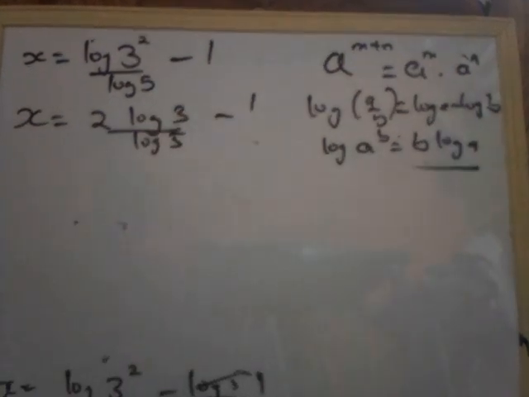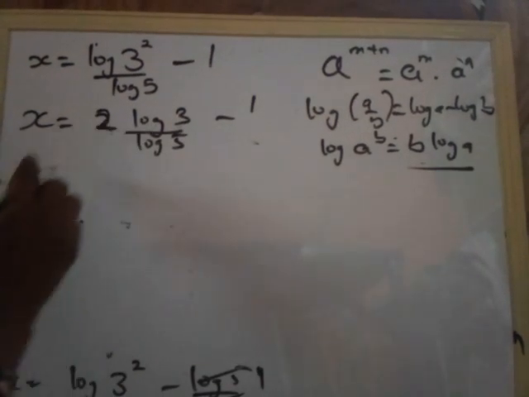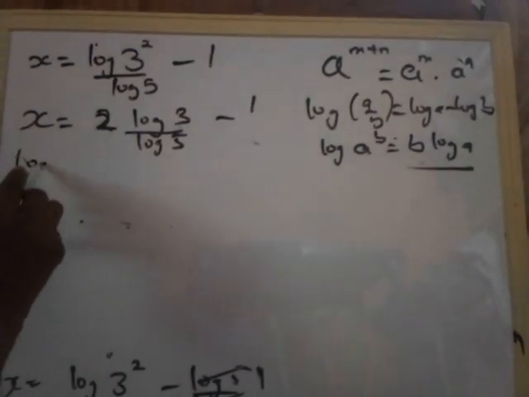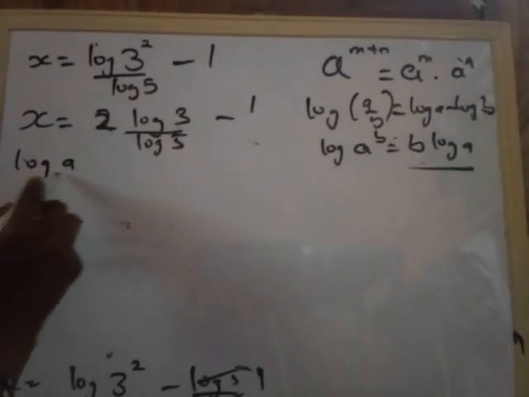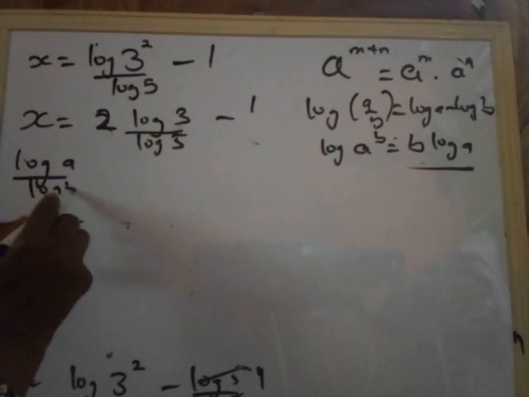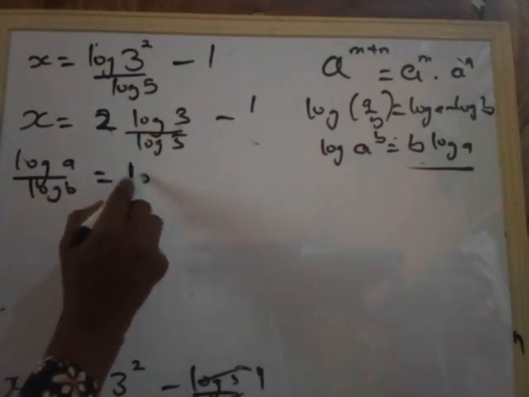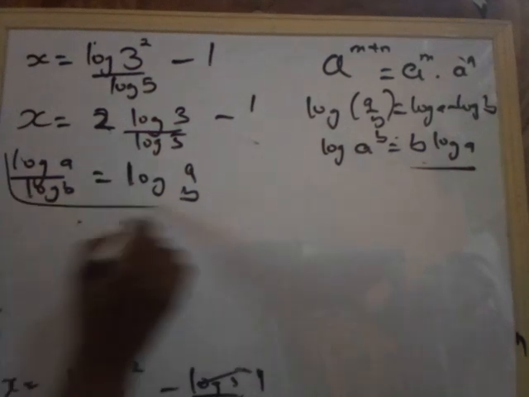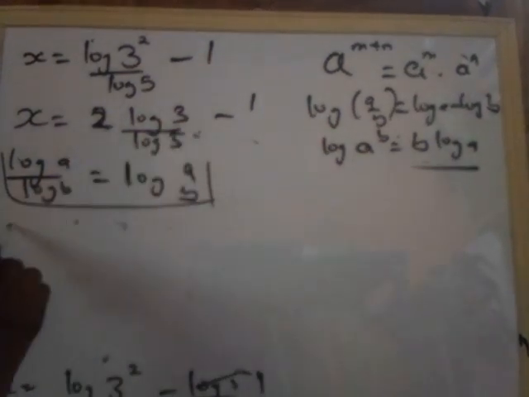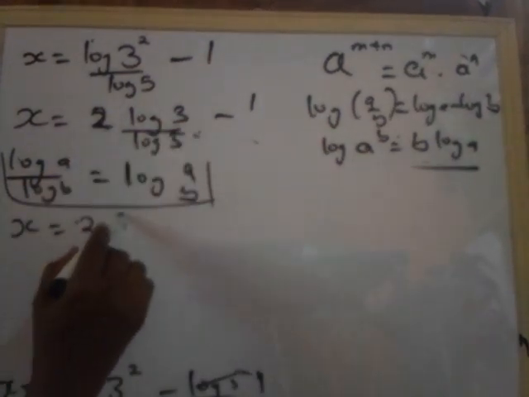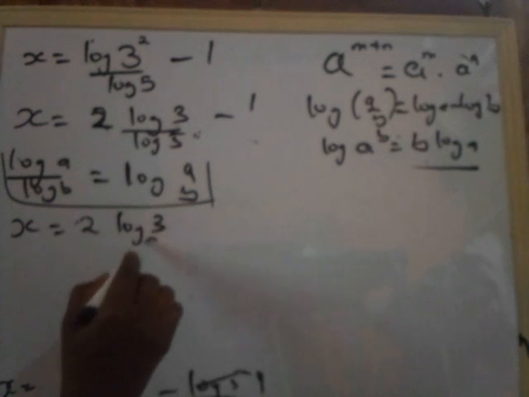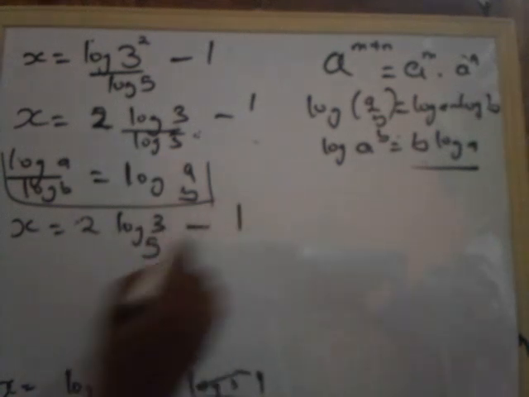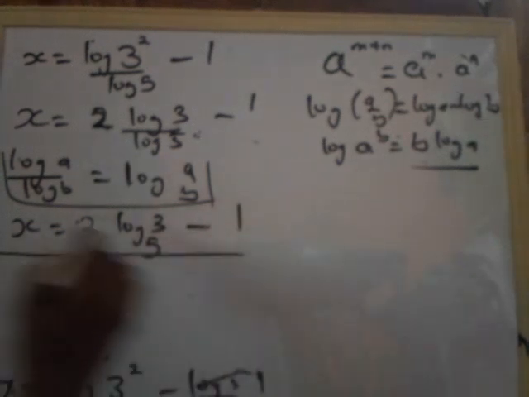Is that clear? Okay, so now there is a law that says that when you have log a over log b, it's going to be what? Log a base b. So we are going to apply this law here. So we have x is equal to 2 log 3 base 5 minus 1. So this is the value of our x.